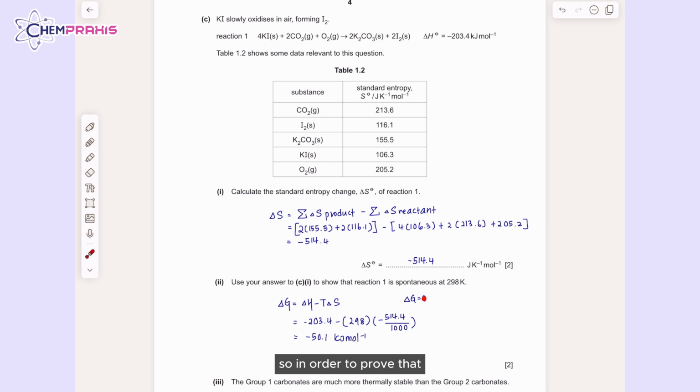In order to prove that, we will use the enthalpy change value, and then we will use 298K. Please don't forget to change your entropy from joules to kilojoules. And then you do the calculations. If you get negative 50.1 kilojoule per mole, it means that this reaction is spontaneous or feasible.